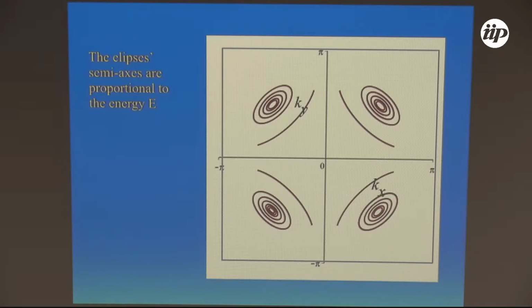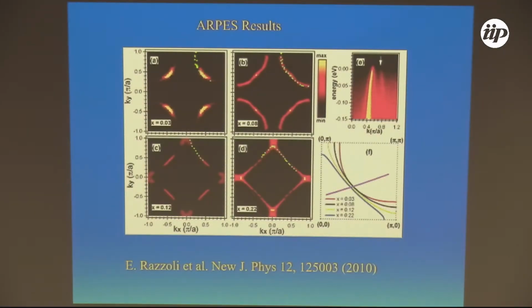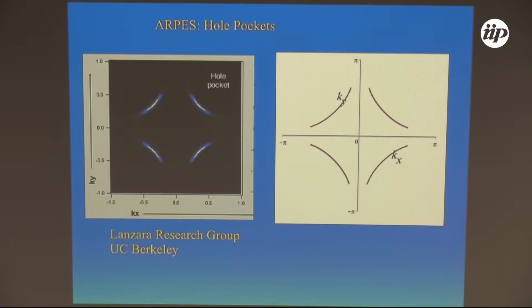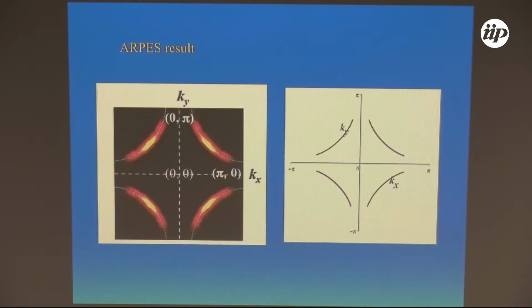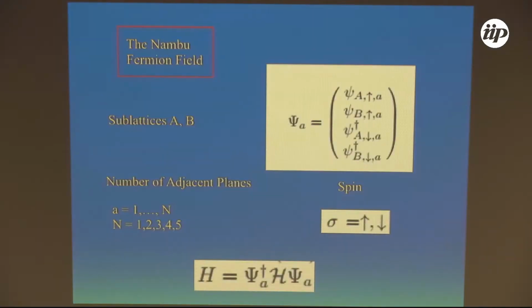So each of these is a constant energy surface or curve. If we compare with Harper's results, we see that this is in excellent agreement with what you see experimentally. Here again, these 4 points here are the points where the energy eigenvalues vanish. So we are in good agreement with experiments.